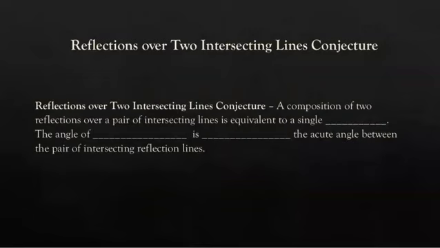So the conjecture here, when we're reflecting over two intersecting lines, the composition of two reflections over a pair of intersecting lines is equivalent to a single rotation. The angle of rotation is twice the acute angle between the pair of intersecting reflection lines.